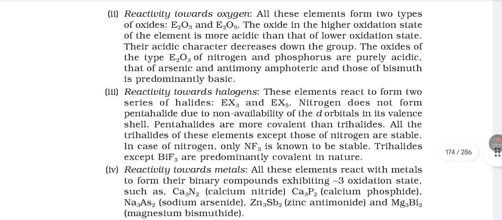Reactivity towards oxygen. All these elements form two types of oxides, E2O3 and E2O5. The oxide in the higher oxidation state of the element is more acidic than that of the lower oxidation state. Their acidic character decreases down the group.